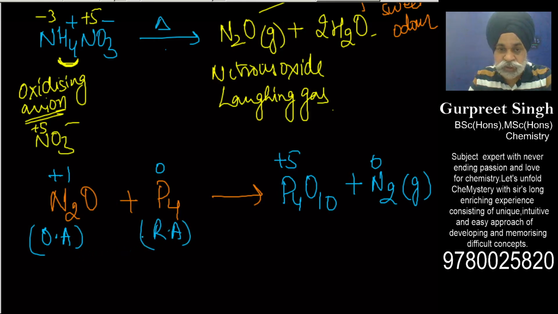Now to do the balancing is quite easy. You have to place 10 here so that you can get 10 oxygens, and here also you would get 10. So I think it is balanced.